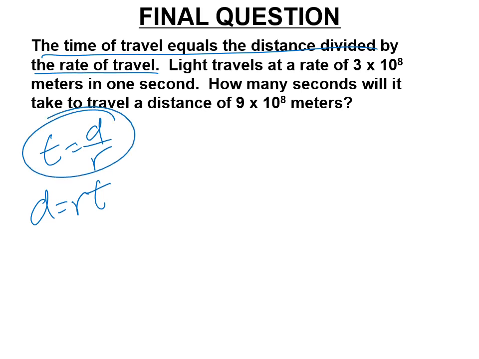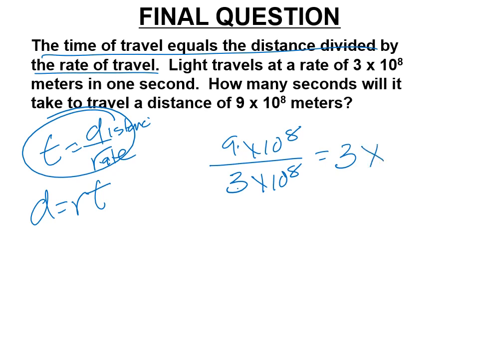So the distance, we're traveling a total distance of that. And the light travels at a rate. R is rate, D is distance, and T is time. And it's that 3 times 10 to the 8th, which is 300 million meters per second. That's how fast light goes. And 9 divided by 3 is 3.